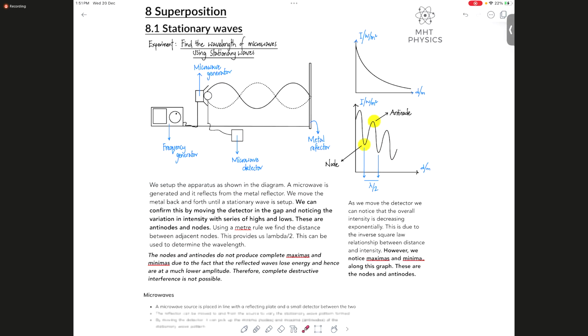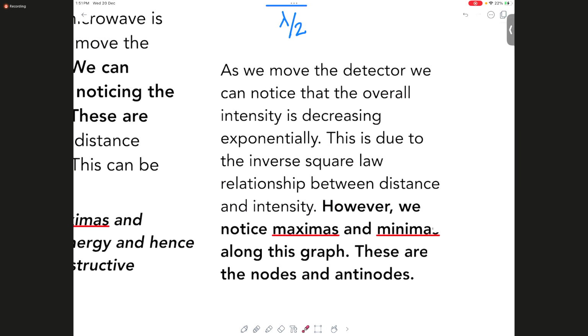I mean, like this, as we move the detector, we can notice that the overall intensity is decreasing exponentially. This is due to the inverse square law relationship between distance and intensity. However, we notice maximas and minimas along this graph. These are nodes and antinodes.